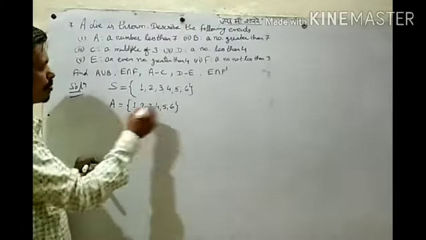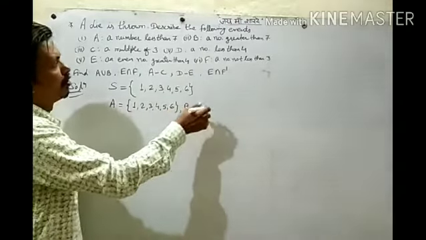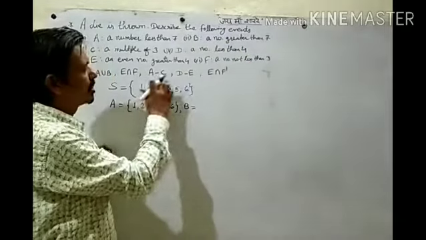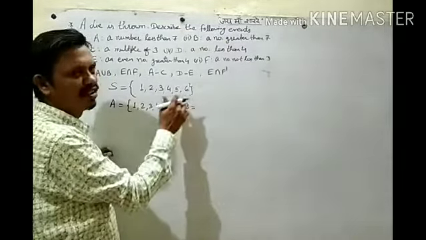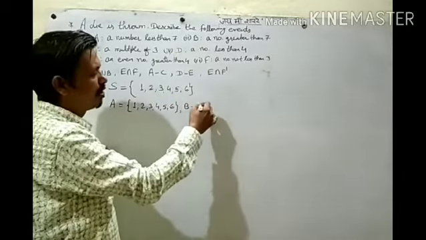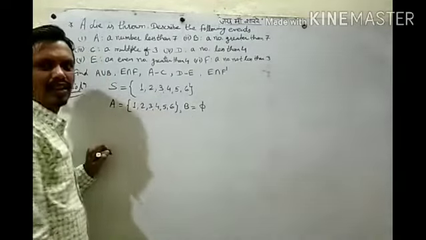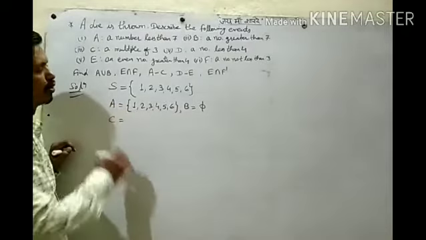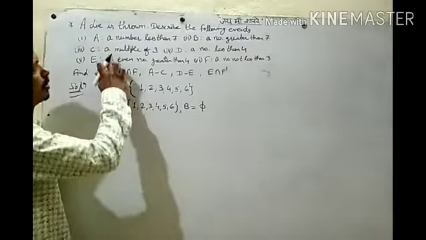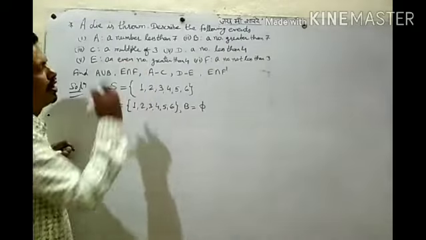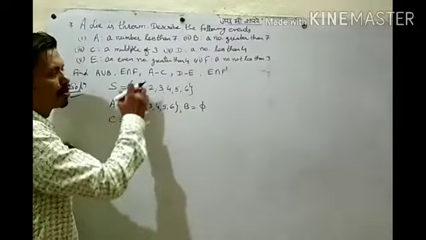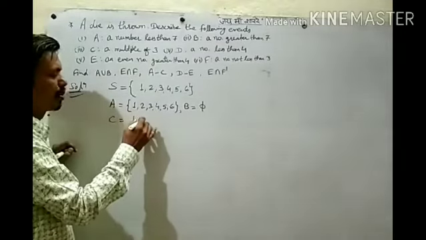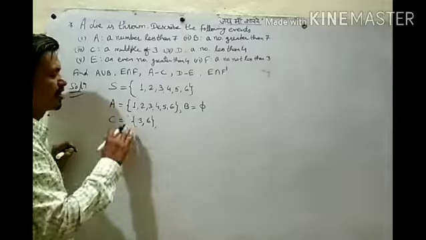Event B. What is event B? A number greater than 7. There is no such number. So event B has no element, which means it is a null set. No sample point is there. Event C, a multiple of 3 in this sample space: the multiples of 3 are 3 and 6. So 2 sample points are there in event C.